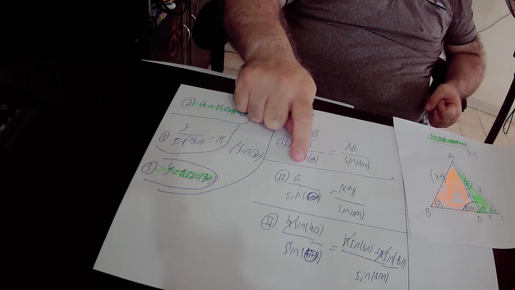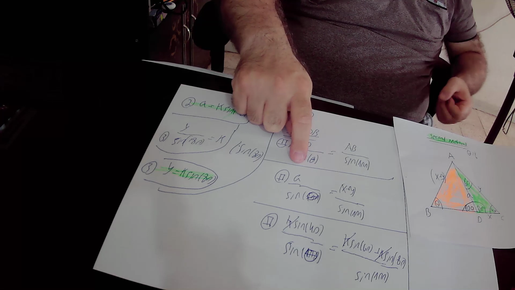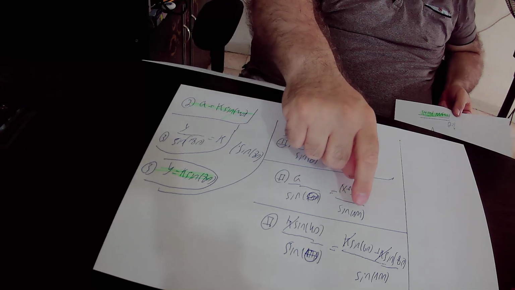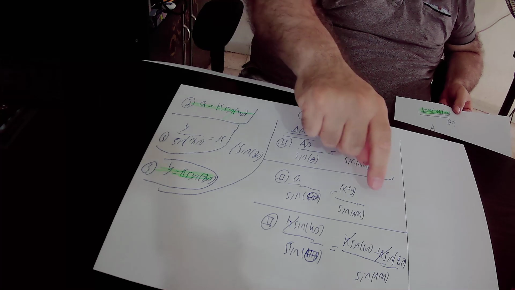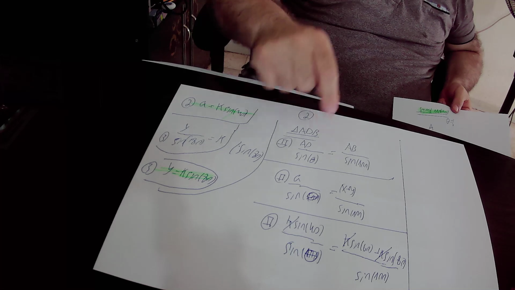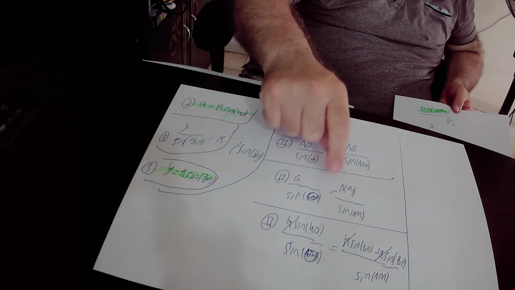Here, we substitute A by K times sine 40 degrees. We substitute x by K times sine 60 degrees, and we substitute y by K times sine 80 degrees, and we got this expression. We have K on both sides of the equation, so K will get cancelled.